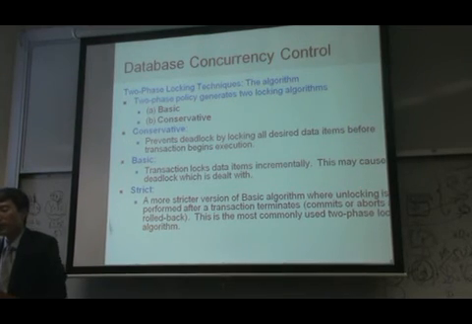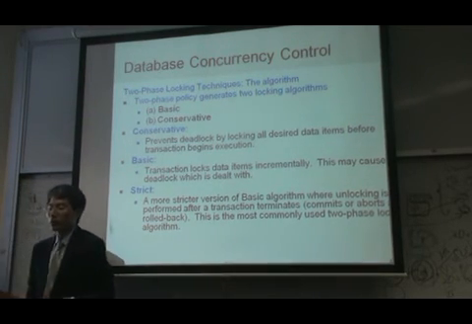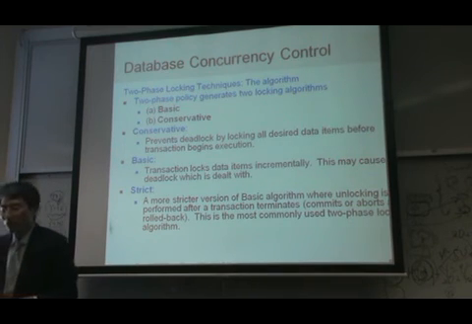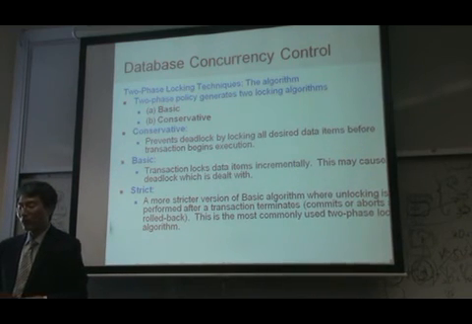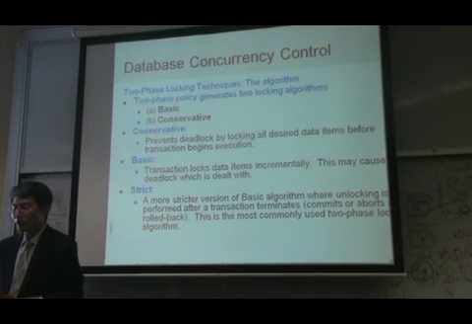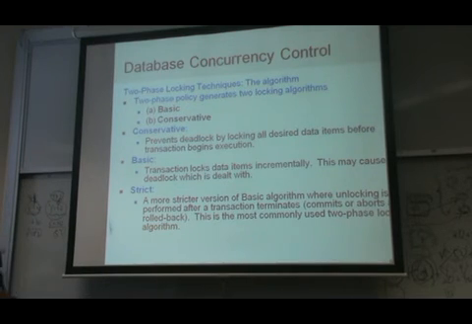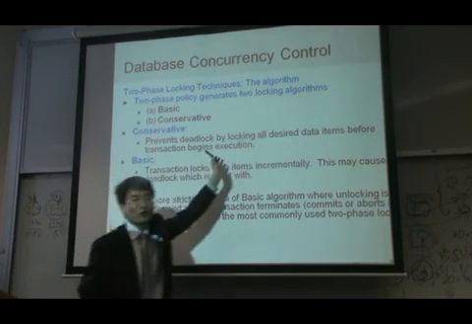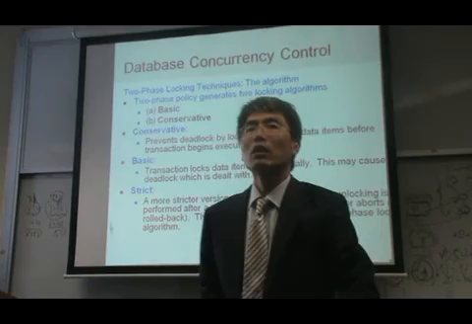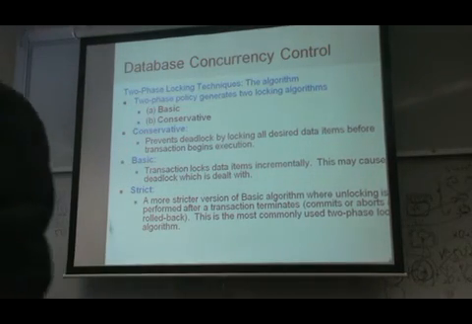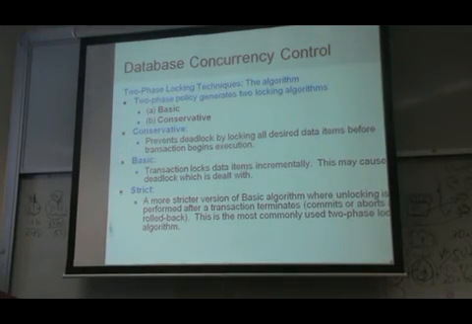There are two types of the locking algorithm when we implement the two-phase locking. One is conservative, another one is the basic. Conservative means we get all the locks that we need to access in the same transaction.